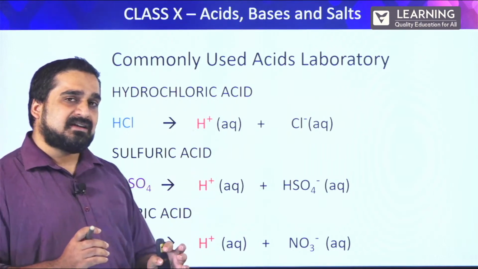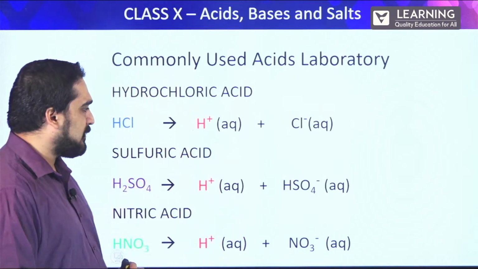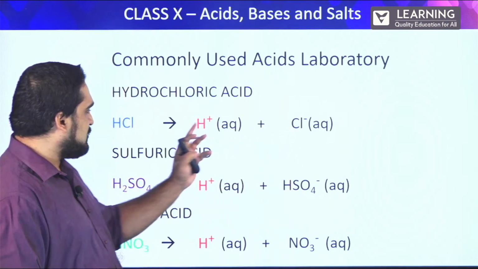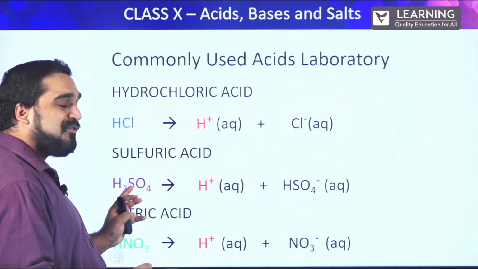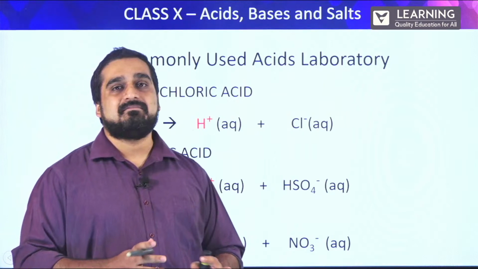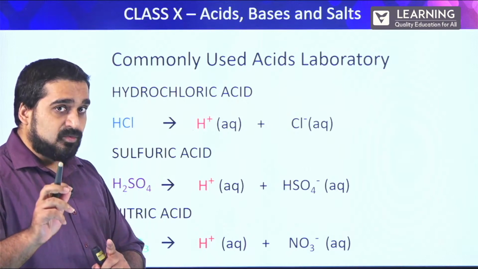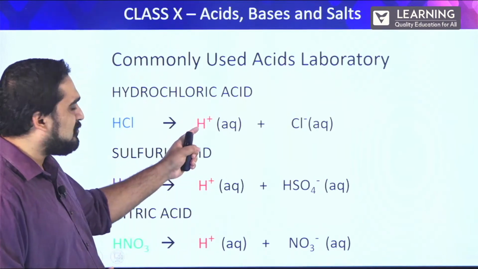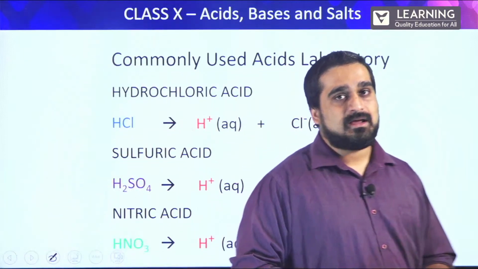This is the active component that is responsible for a substance being an acid. On the other hand, you have the accompanying ions such as Cl- for HCl, HSO4- for H2SO4, and NO3- for HNO3. These are accompanying ions for a given acid. Again, let me repeat: what makes an acid an acid is the H+ ions, which are called hydrogen ions.